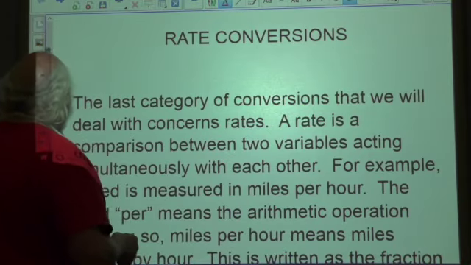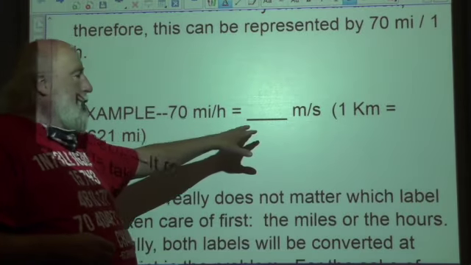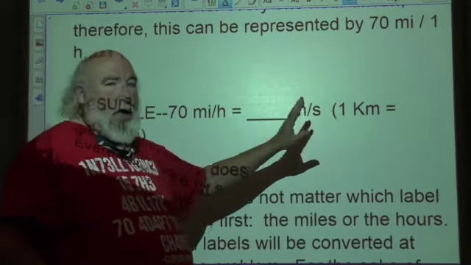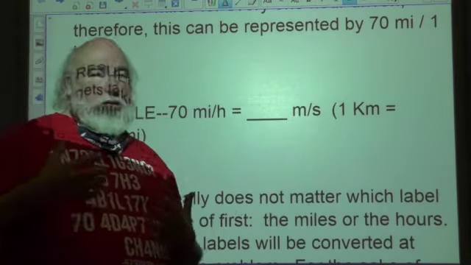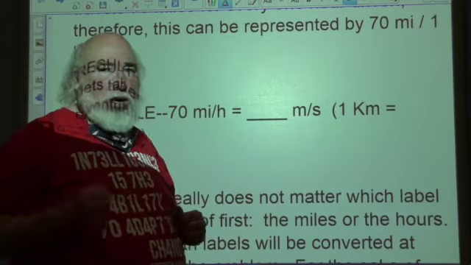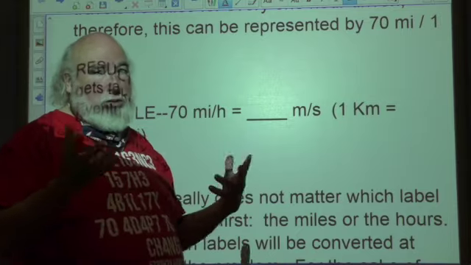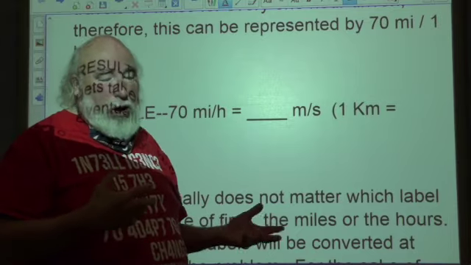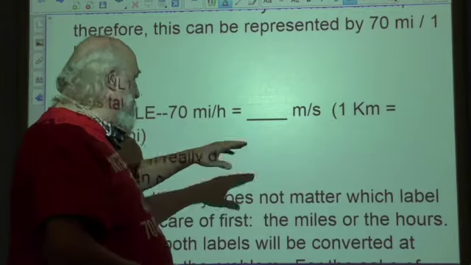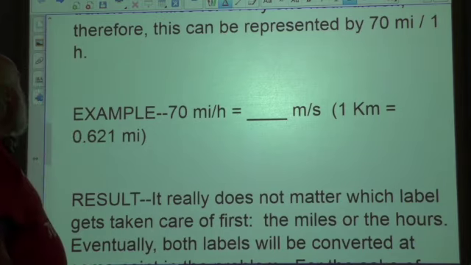Okay, so let's look at exactly that problem that we're talking about. 70 miles per hour equals how many meters per second? And we are going to use a conversion. Now, anytime we go from English to metric or metric to English units, I will give you that conversion that I want you to use. You may have other options on your calculator or in a book someplace, but you are going to use only the one that I give you. So that one is 1 kilometer equals 0.621 miles.